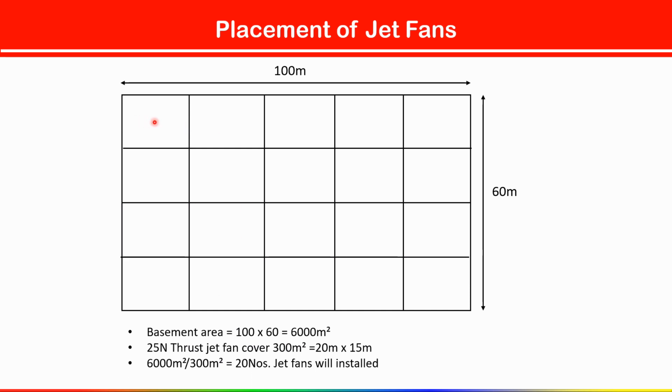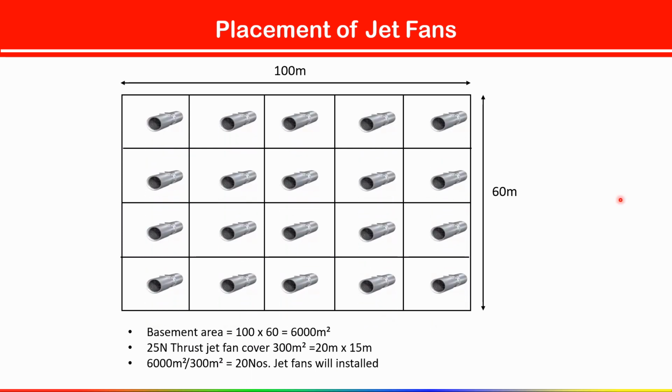Suppose here I have placed them, see, 1 2 3 4 5 6 7 8 9 10 ... 20. You have to install them horizontally, 5 in a row and 4 fans in a column. It means one fan can throw 20 meter here and it can cover 15 meter in this vertical direction. See how we can install it. In this way we have to install the jet fan.